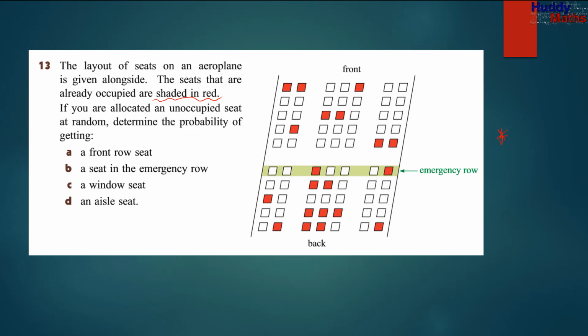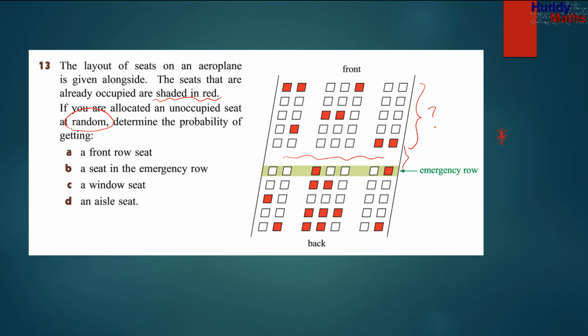Now you might like to sit in a front row seat, so that's in this section. What's your chances of getting one of those? Now that's if you don't book it yourself. You just ring up and say, I want a seat. So it's taking it at random. In other words, they could give you any one of these, but you want this one up in the front section. What's your chances? A seat in the emergency row in here, because there's more space there, more foot space in front of you.